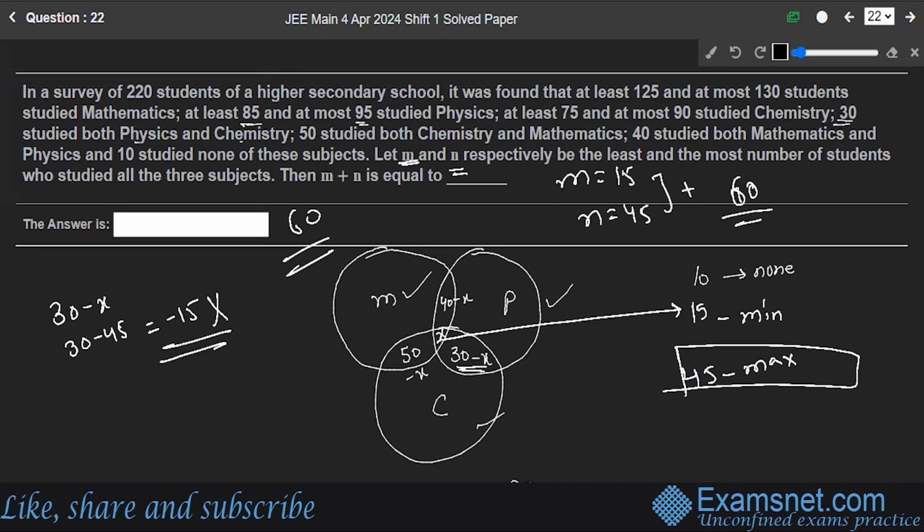You can't take the maximum value to be 45 because 30 minus x needs to be greater than or equal to 0. So that means x should be less than or equal to 30. This can be the value. I cannot take the 45.